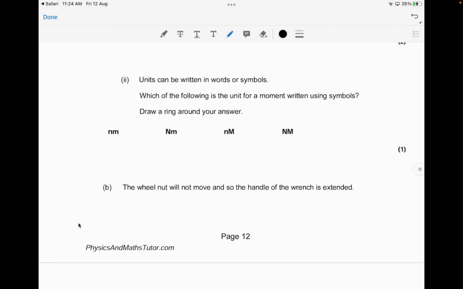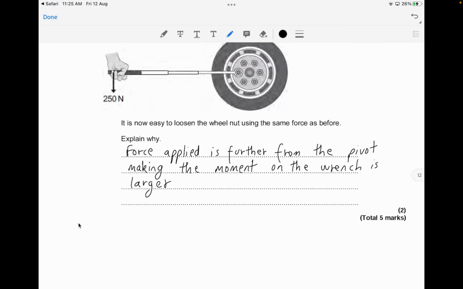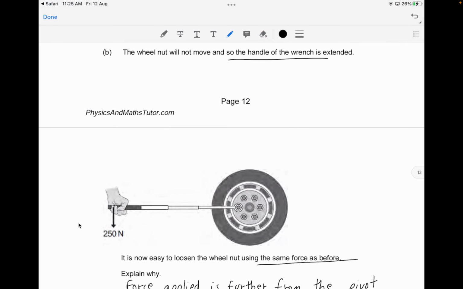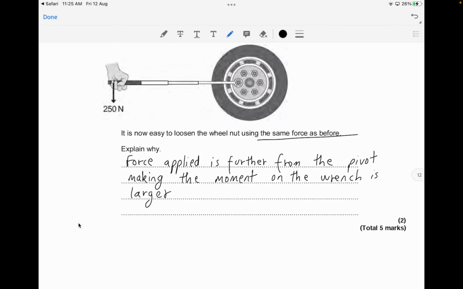Which of the following will be the unit of moment? Moment is going to be Newton meters. The wheel nut will not move, and the handle of the wrench is extended. How is it easier to loosen the wheel nut using the same force as before? The reason is that the force is applied further from the pivot, which makes the moment on the wrench larger. Technically, as you increase the distance, the moment will increase as well. All right, let's move on to the next question.